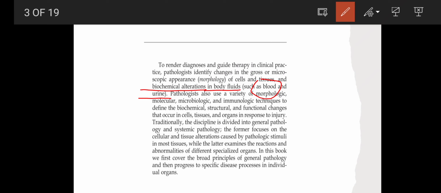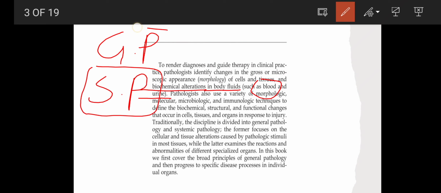Now traditionally this discipline is divided into general pathology and systemic pathology. So we have general pathology and we have systemic pathology. These are the two different portions of pathology.